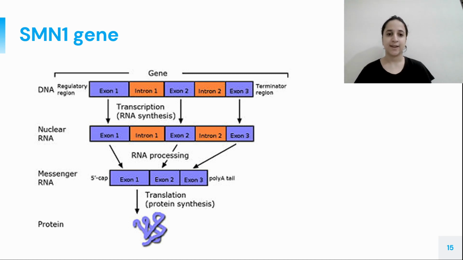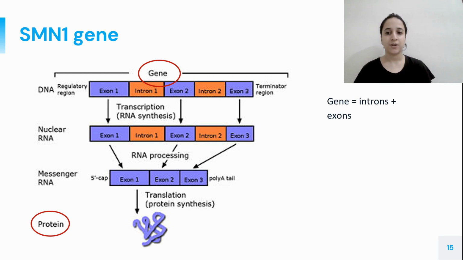In this diagram again, you can see that a gene gives rise to a protein. And it's important to note that for any gene, and even for the SMN1 gene, the gene is made up of introns and exons. You can imagine this as a train which is made of different compartments or coaches. So the different exons and introns in a gene.